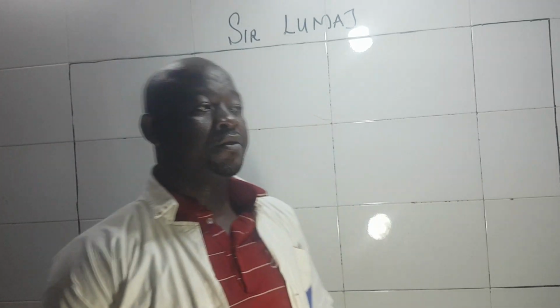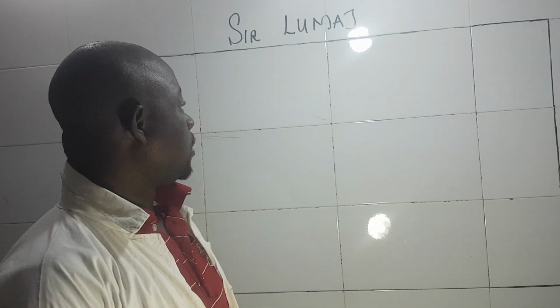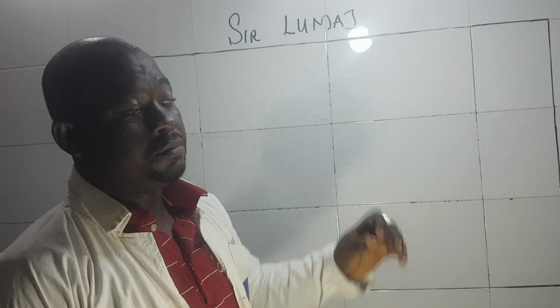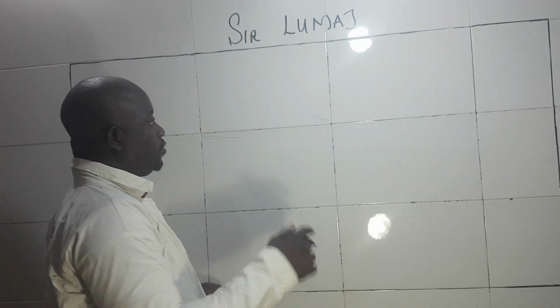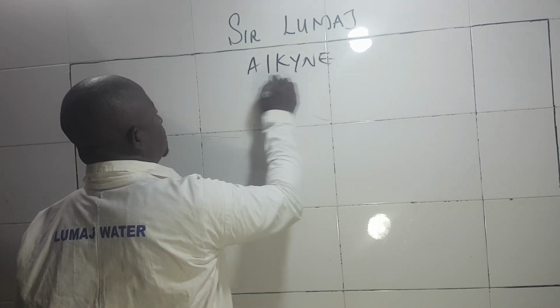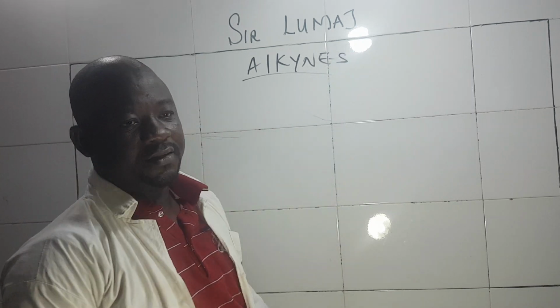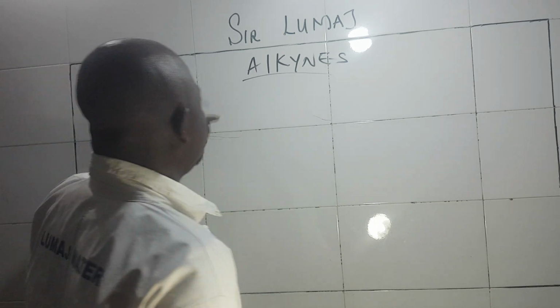I'm Sir Lumaj. Today we are continuing from where we stopped in the last class. Today I'll be talking about organic chemistry, and under organic chemistry, I'll be talking about alkynes. In our last lecture, I spoke about alkenes. So here also I want to talk about alkynes.